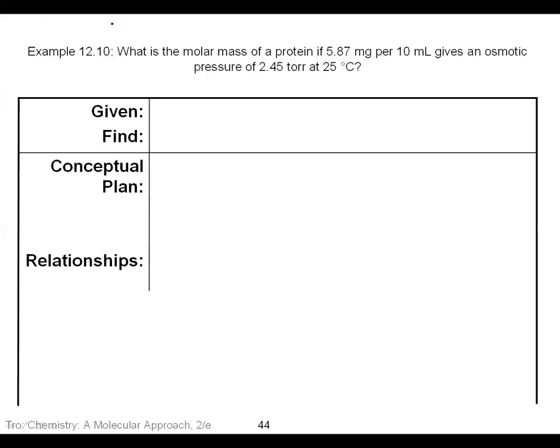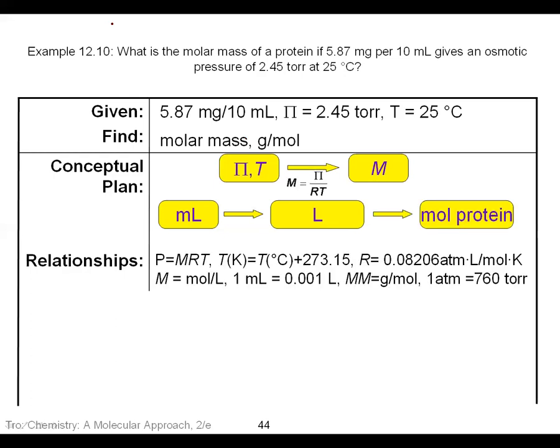So let's take a look at a problem here. We want to know what is the molar mass of a protein if 5.87 milligrams per 10 milliliters gives an osmotic pressure of 2.45 torr at 25 degrees Celsius.